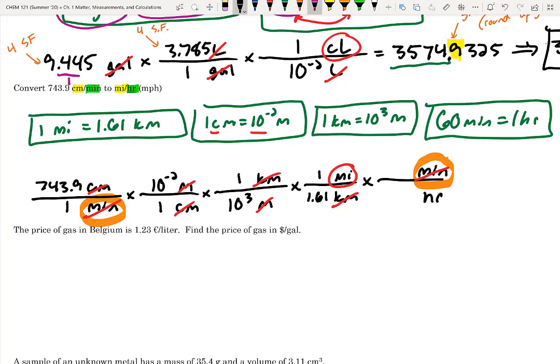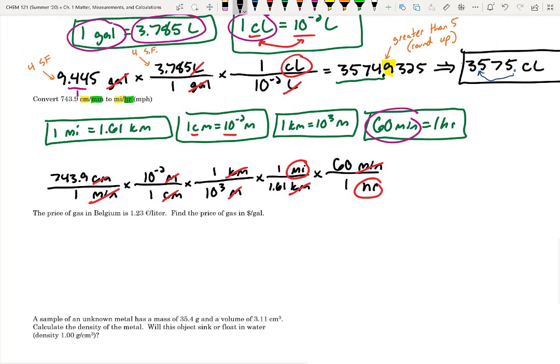So just like before, I'd say, well, 60 minutes would go on top, 60 with the minutes unit, and 1 hour would go on the bottom. And that leaves me with my hours unit left over. So now we've canceled everything out. This is an extra long unit conversion. But let's go ahead and do the math here.